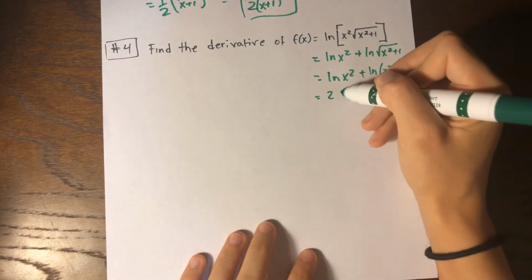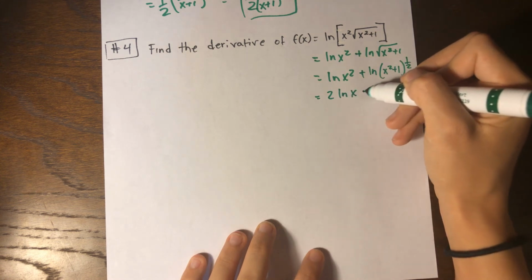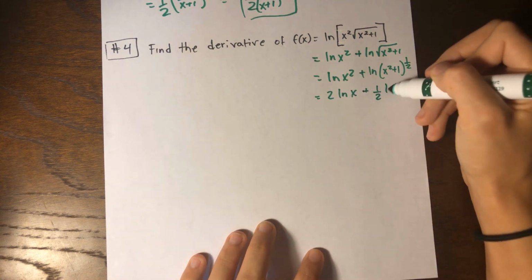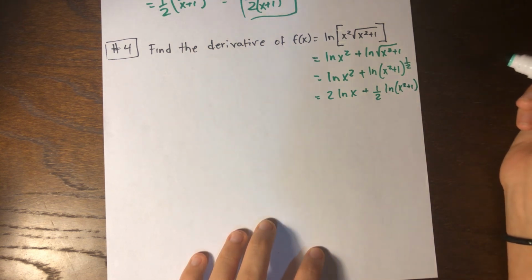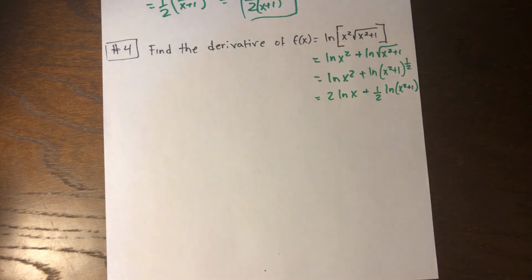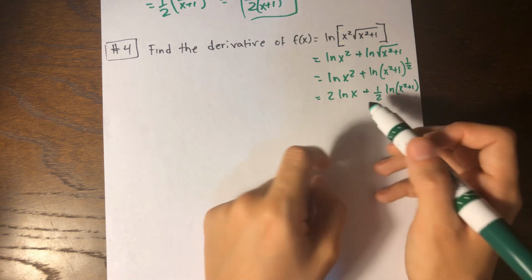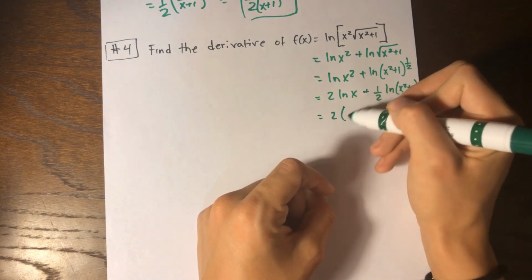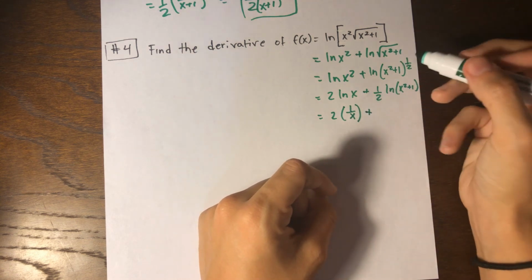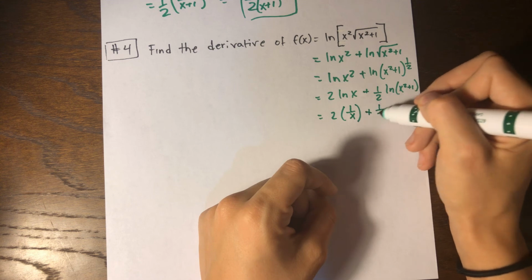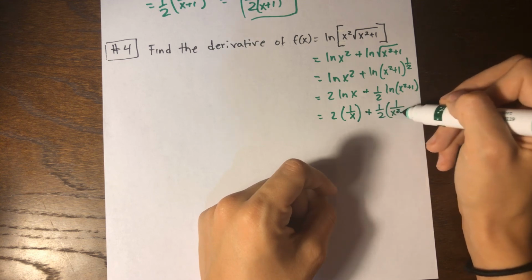Okay, so then I can rewrite that to ln x plus a half of the natural log of x squared plus 1. Okay, now we're going to be finding the derivative. So I know the derivative of ln x is 1 over x, right? Then I have the half times 1 over x squared plus 1.